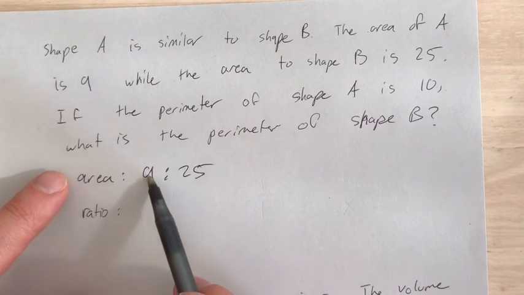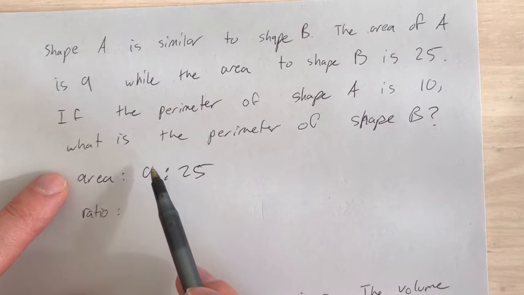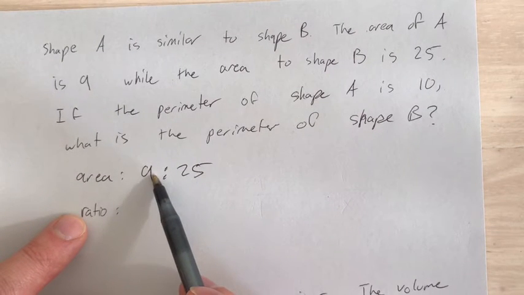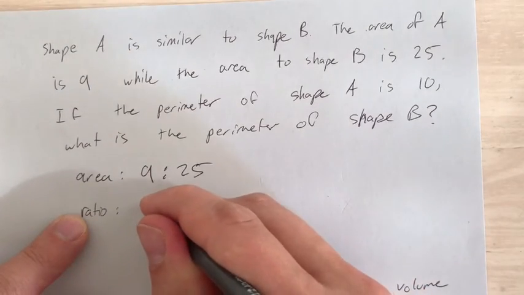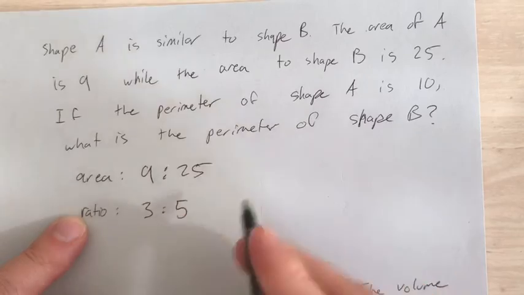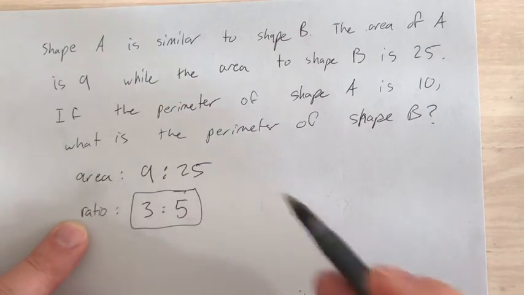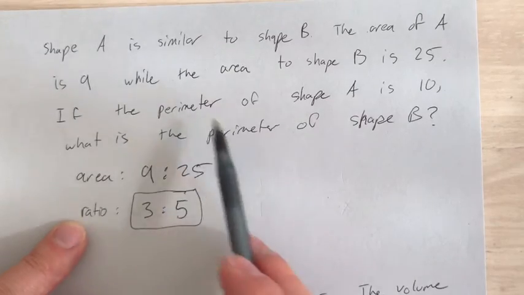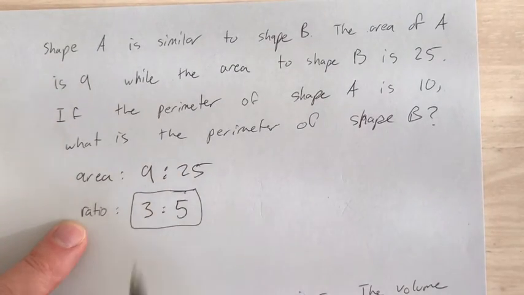So if I square root both of these, that's how I could go from the area ratio back to the normal ratio. The square root of 9 would be, you guessed it, 3, and the square root of 25 would be 5. So this would be the ratio for this situation, just for the side lengths. And perimeters have to do with side lengths, so that is the ratio I would need.